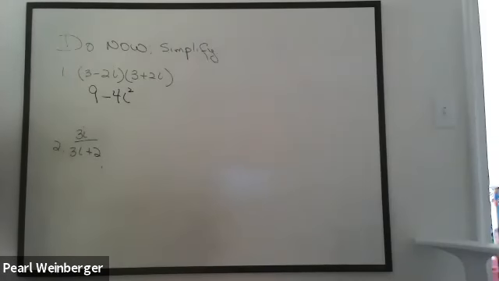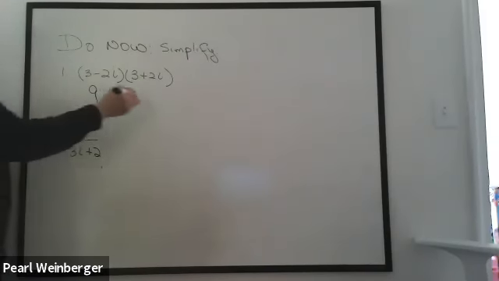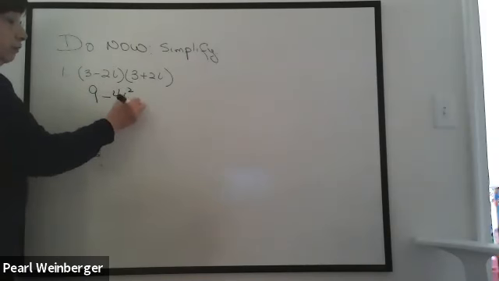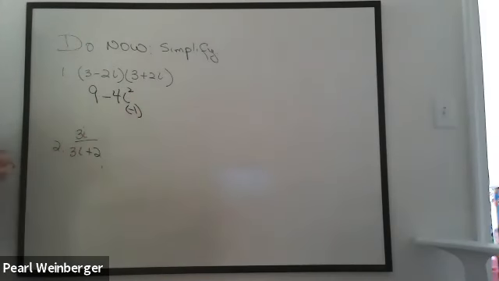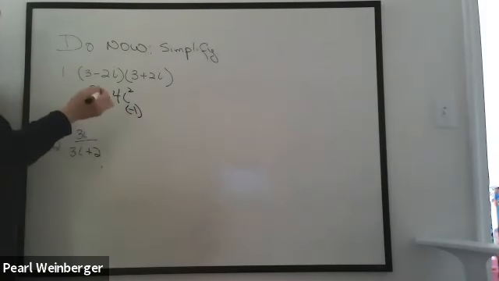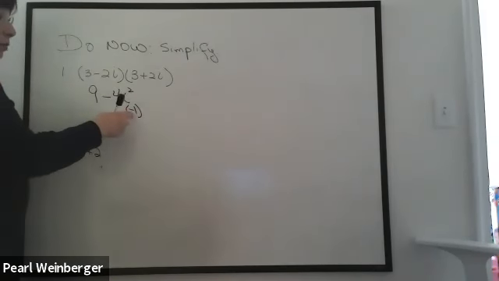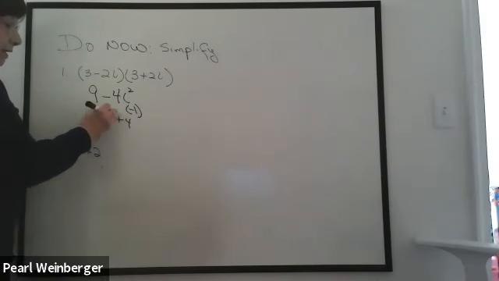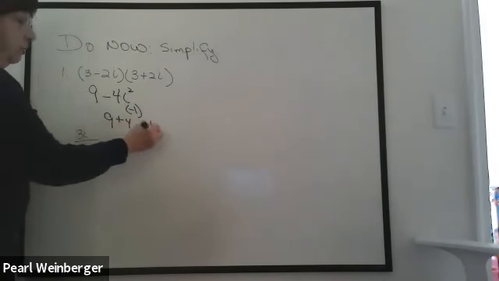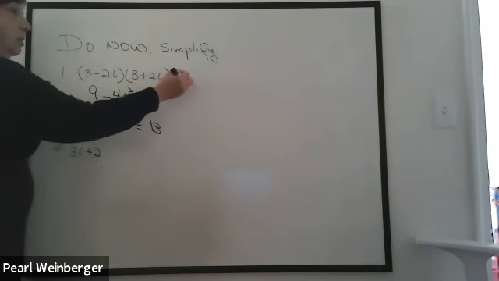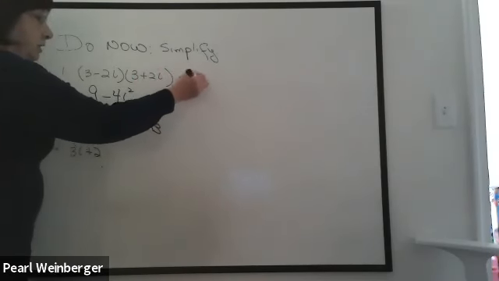And remember, our i squared is always replaced with negative 1 because i squared is the real number negative 1. i is the square root of negative 1. i squared is negative 1 itself. So this is negative 4 times negative 1, which becomes a plus 4. And 9 plus 4 gives me 13. So the answer to this was 13.